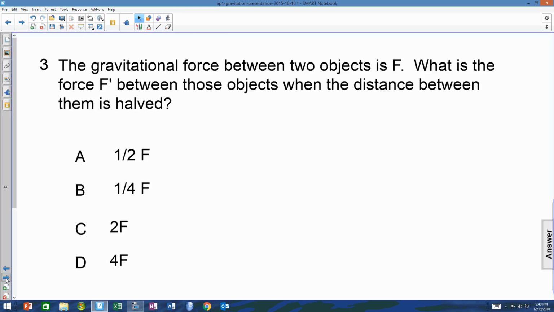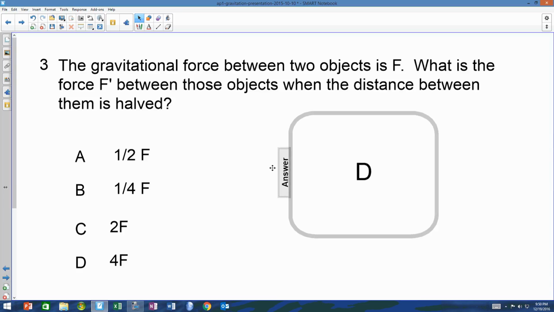The gravitational force between two objects is F. What is the force F prime between those objects when the distance between them is halved? Okay, this is a ratio problem. So what you're going to do is take F, and then divide it by F prime and see what the relationship is. Okay, if you haven't paused the video, if you need more time, go ahead and pause.